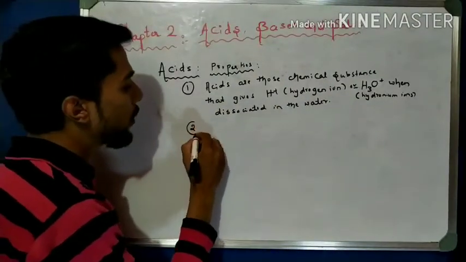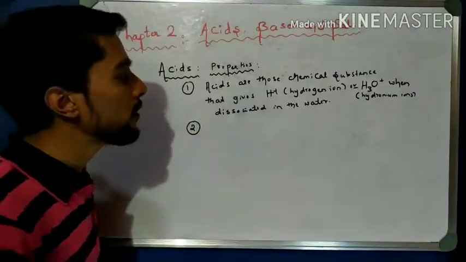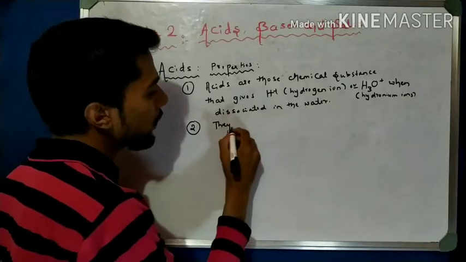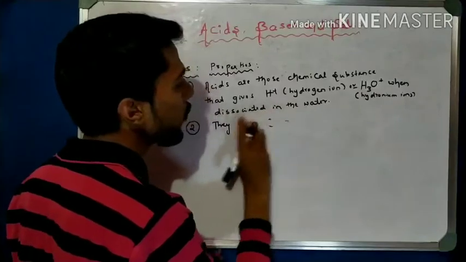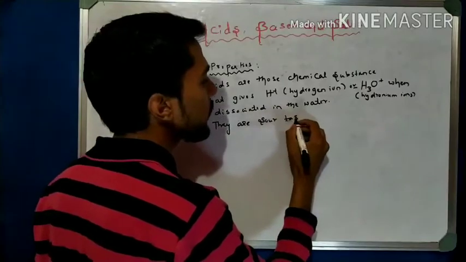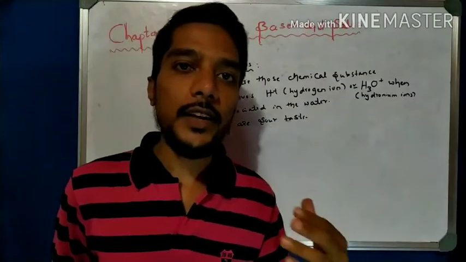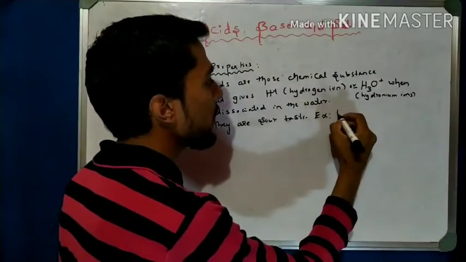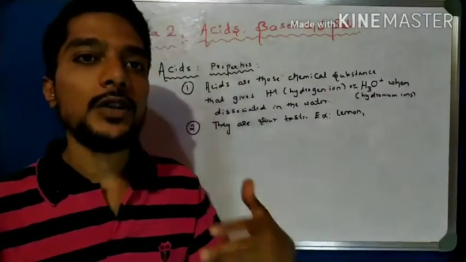Come to the second property of acids. Acids are those chemical substances which are sour in taste. Their taste is sour. For example, lemon, or any citrus fruit. You observe that they are sour in taste.